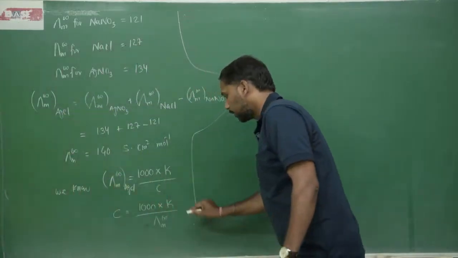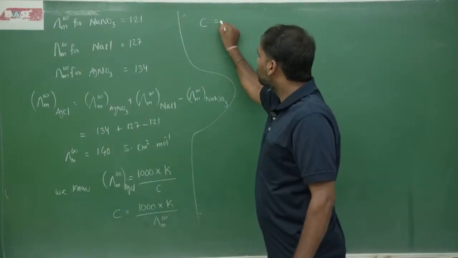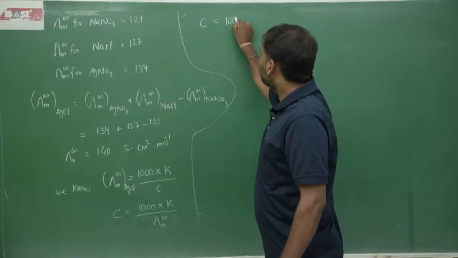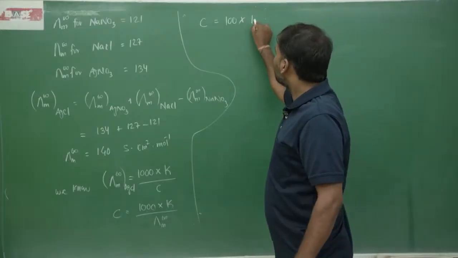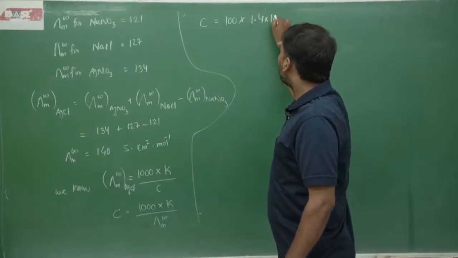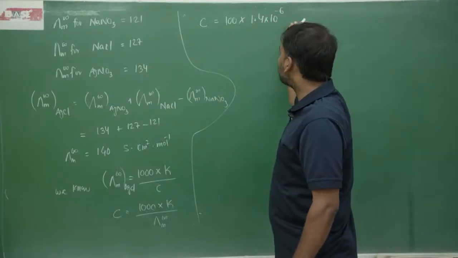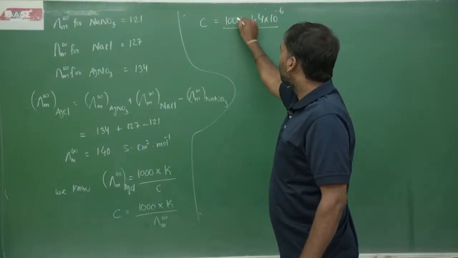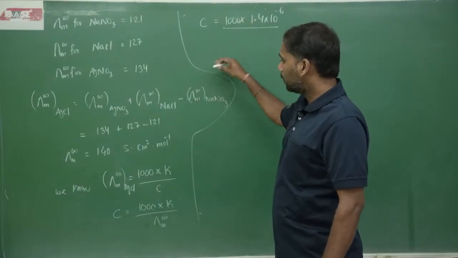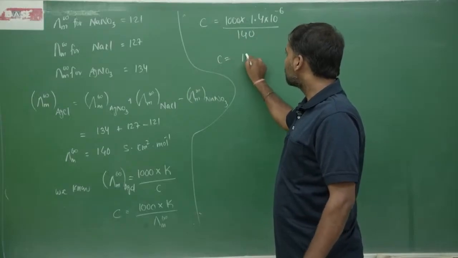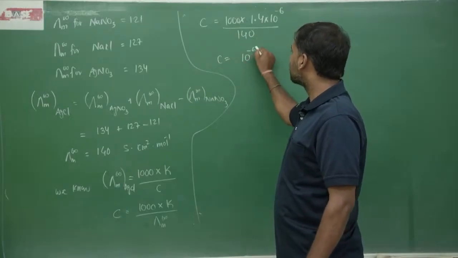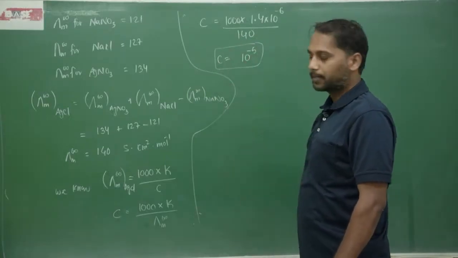So we'll substitute that. The concentration of AgCl will be 1000 into K, which is also given. K given is 1.4 into 10 power minus 6, also given in centimeters only, divided by 140. So everything will get cancelled and you will get a concentration of 10 power minus 5.